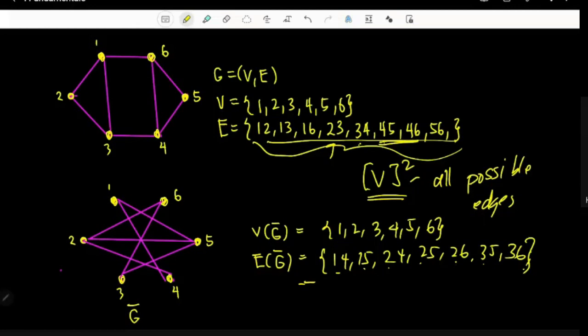So, 1, 2, 1, 3, 1, 4, 1, 5, 1, 6. Okay. 2, 3. Nandito. 2, 4, 2, 5, 2, 6. 3, 4 nandito, 3, 5, 3, 6. 4, 5, 4, 6 nandito, 5, 6 nandito. So, wala na. So, okay na yan. 1, 2, 3, 4, 5, 6, 7. So, tama. We have 7 edges.